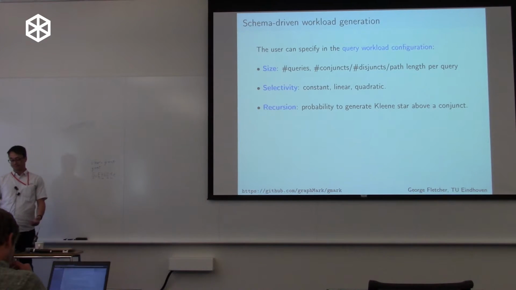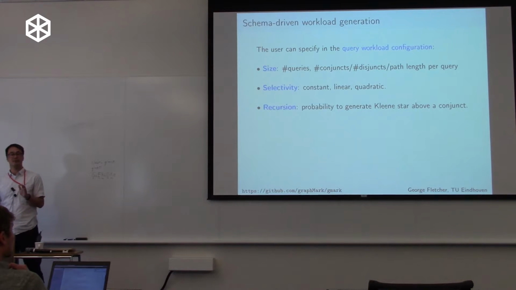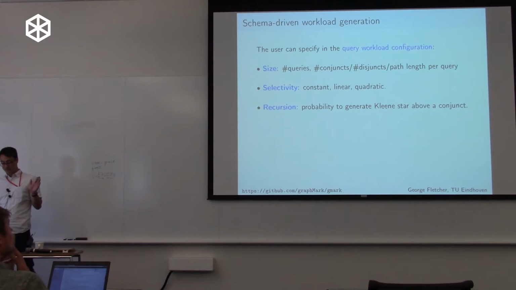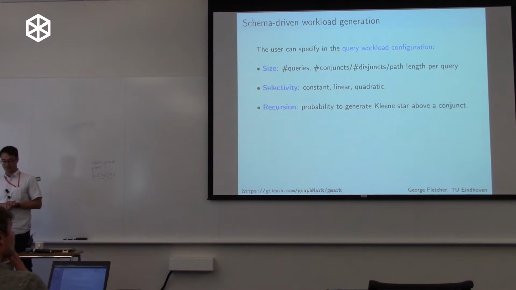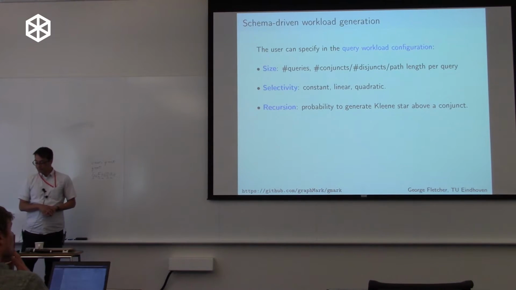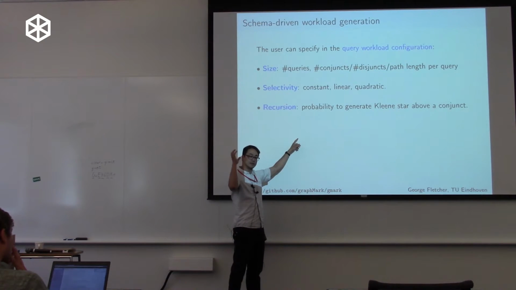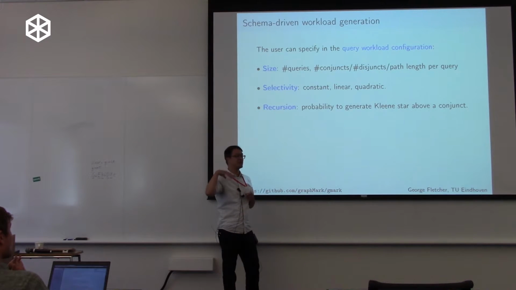Okay, so in a query workload configuration, the user can specify the number of queries to generate, and then the min and max number of conjuncts for each of the rules. We just randomly choose a number in that range. And then for each conjunct, the min and max number of disjuncts, and for each disjunct, the min and max path length. So this is the basic structural size and complexity of the query. We can also specify the probability to have recursion, to tack on a Kleene star. So maybe we want 10% of all of our conjuncts to actually have a transitive closure tacked onto them.